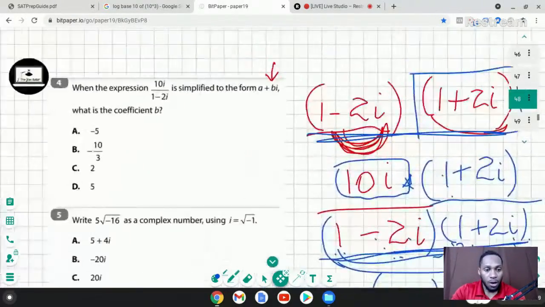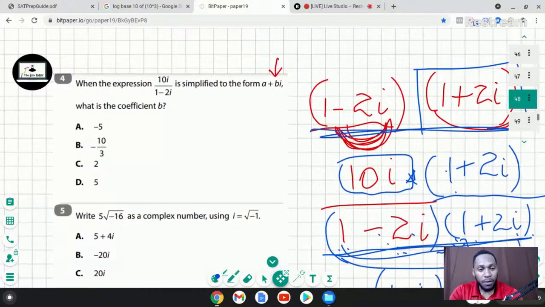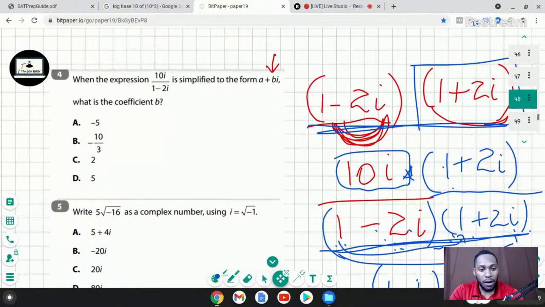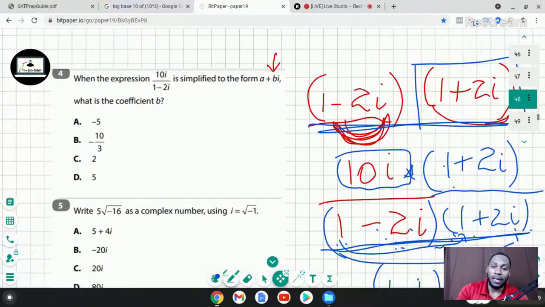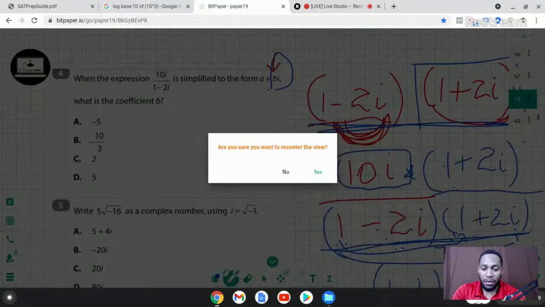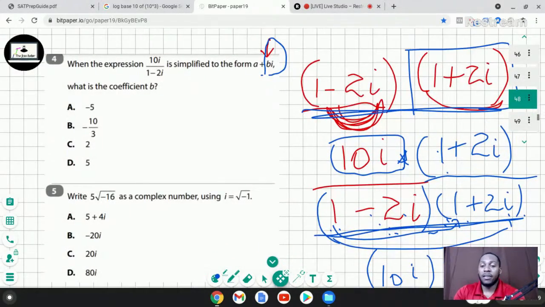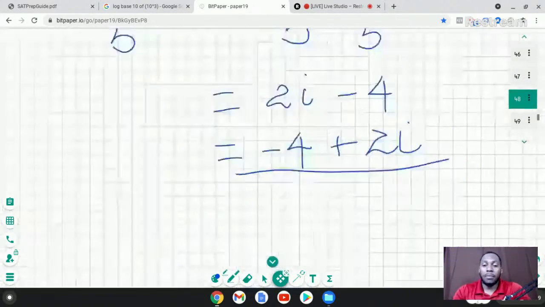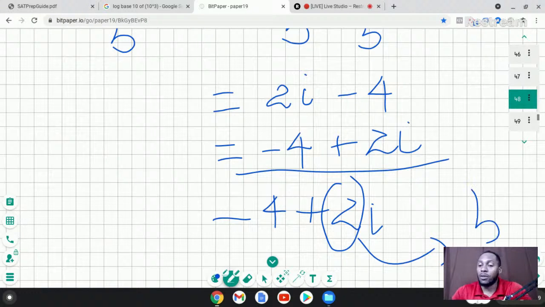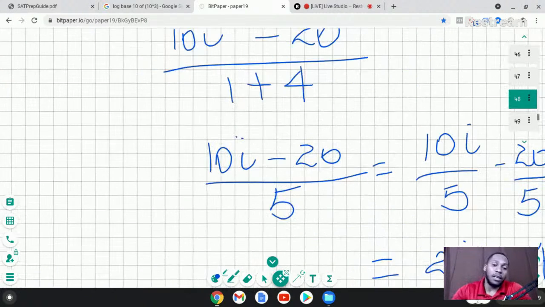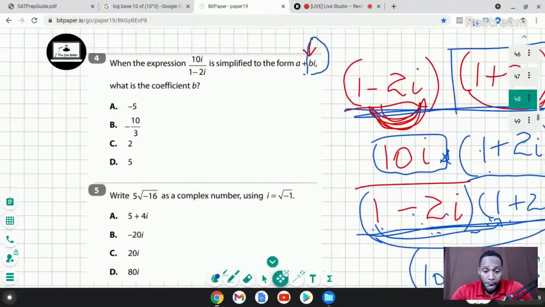They say, hey, what is the value of b, which is the coefficient, like I said before, that's right in front of the i. So in this case we have -4 plus 2i, and the coefficient that's right in front of the i is 2. So b is equal to 2, and the answer choice that we're looking for is C.